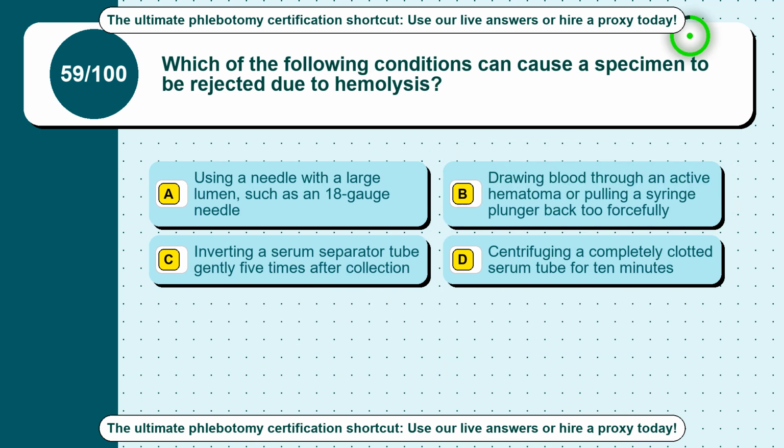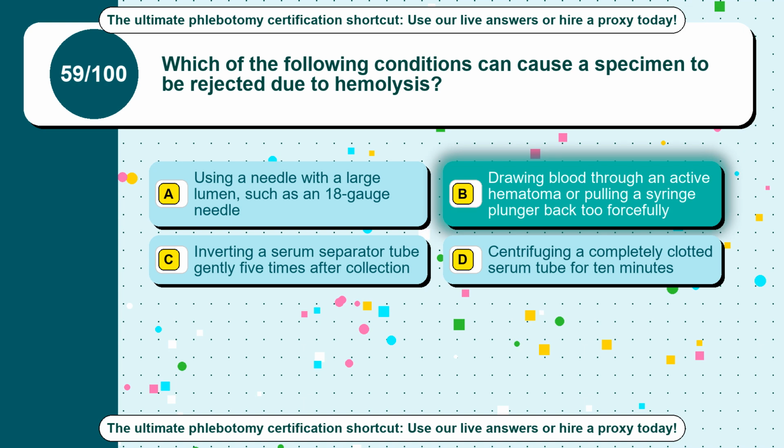Question 59. Which of the following conditions can cause a specimen to be rejected due to hemolysis? Option A, using a needle with a large lumen, such as an 18-gauge needle. Option B, drawing blood through an active hematoma or pulling a syringe plunger back too forcefully. Option C, inverting a serum separator tube gently 5 times after collection. Option D, centrifuging a completely clotted serum tube for 10 minutes. The correct answer is option B, drawing blood through an active hematoma or pulling a syringe plunger back too forcefully.